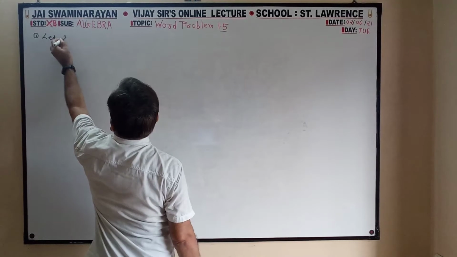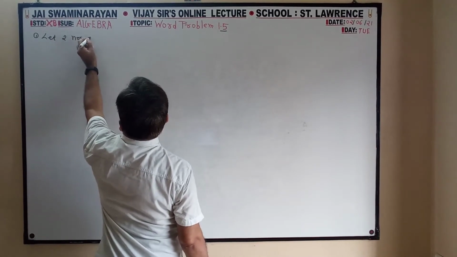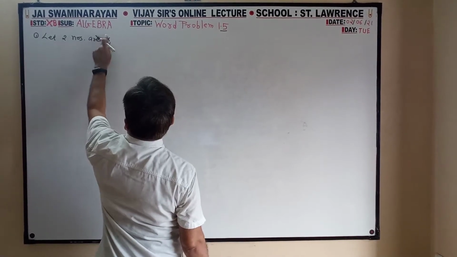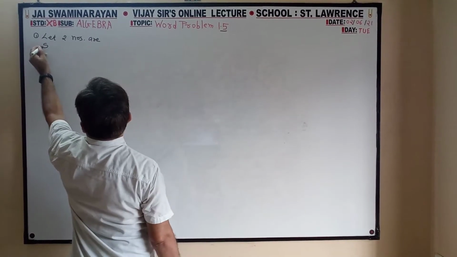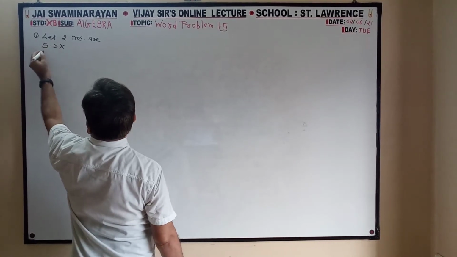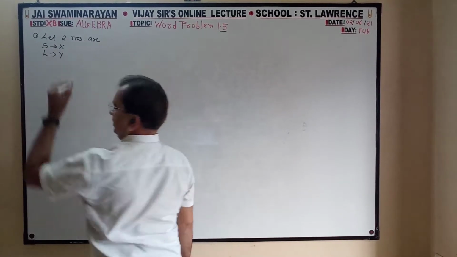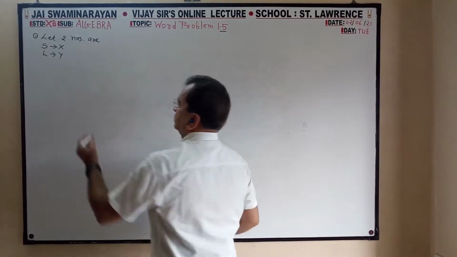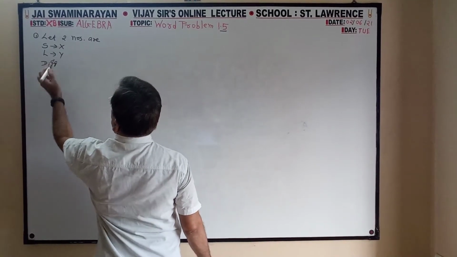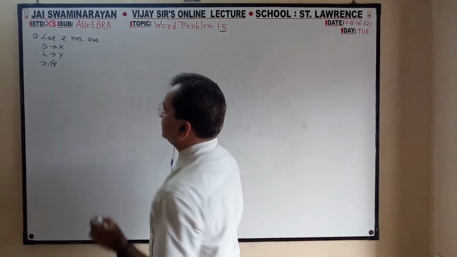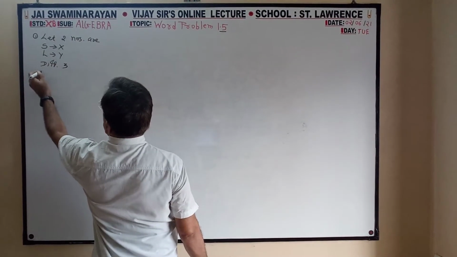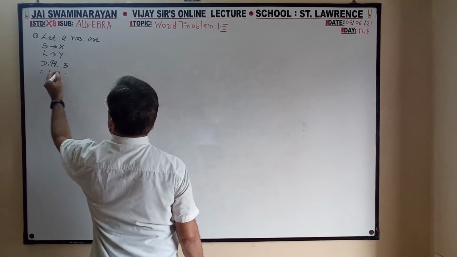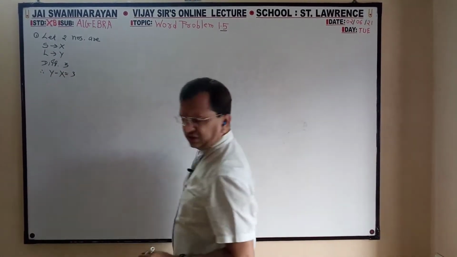Let the two numbers be x, the smaller one, and y, the larger one. The difference they have given, so difference is always larger minus smaller. The difference is 3. Therefore y minus x is equal to 3.